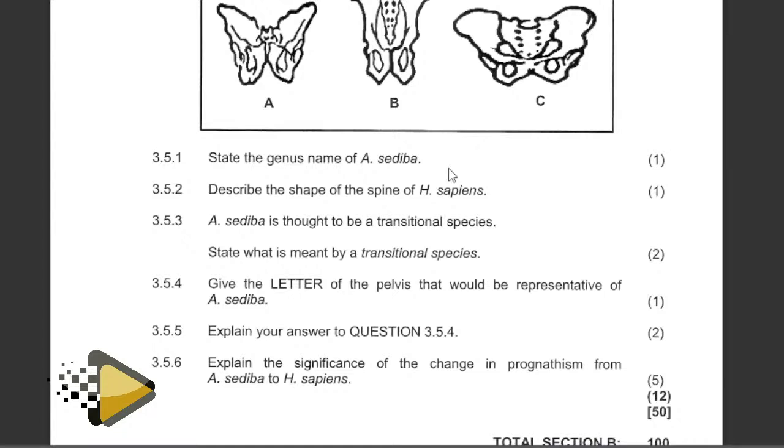Let's go to the next question. 3.5. State the genus of Australopithecus sediba. So Australopithecus. It's this one. You have to write it in full, Australopithecus, because they're looking for the genus, the first name. It must start with a capital A. Describe the shape of the spine. We talked about this. It is S shape. They're saying describe. Just S shape. That's all. S shape.